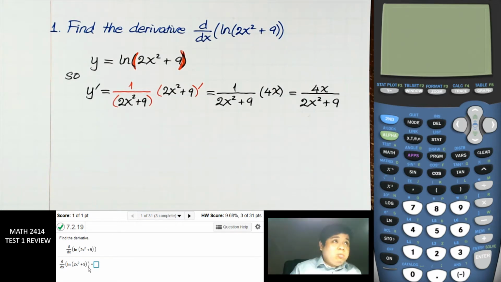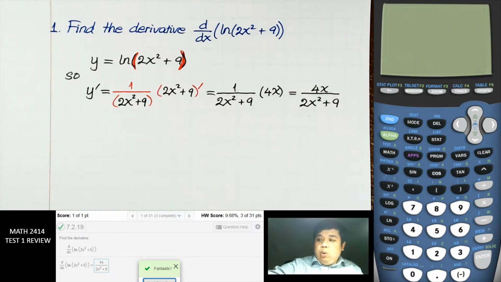Actually, let me run this before, type the answer before as a test run, so make sure it works. Right, 2x squared plus 9. Sorry, plus 9. Right, so that's good.